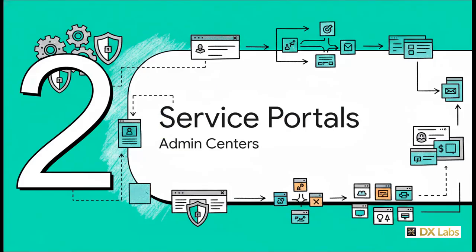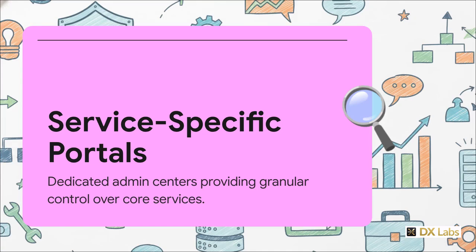Section 2. Service-specific admin portals. If the main Microsoft 365 Admin Center is your corporate headquarters, think of the service-specific admin portals as your specialized branch offices, like HR, legal, or accounting. The main center gives you that broad, high-level oversight, but these dedicated portals give you deep, granular control over individual services like Exchange, Teams, and SharePoint. You can jump into these portals directly or just use the modular links right inside the main admin hub.